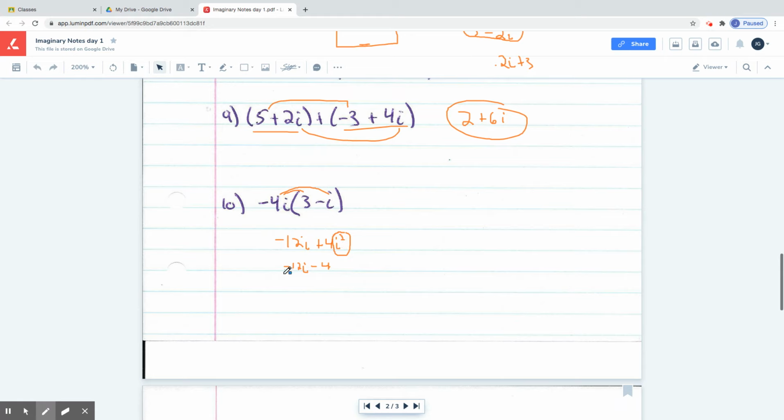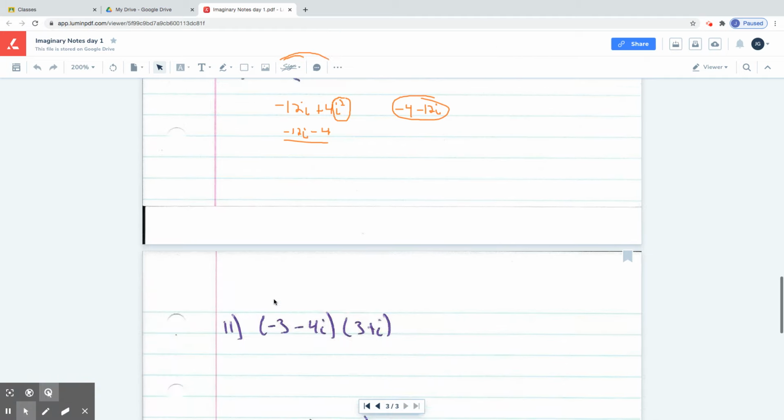So this cannot be your answer, though, because it's not in standard form. You have to put the real part first. So negative 4 minus 12i. There is your answer. To the next.